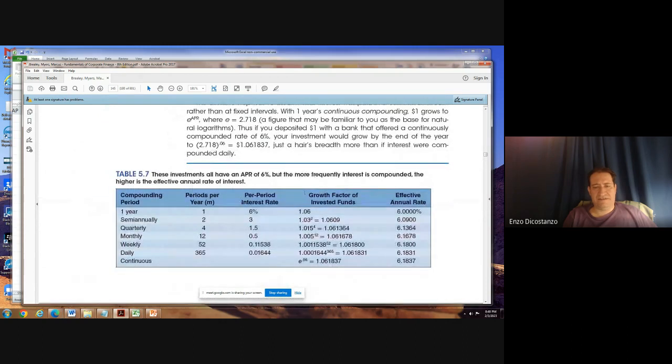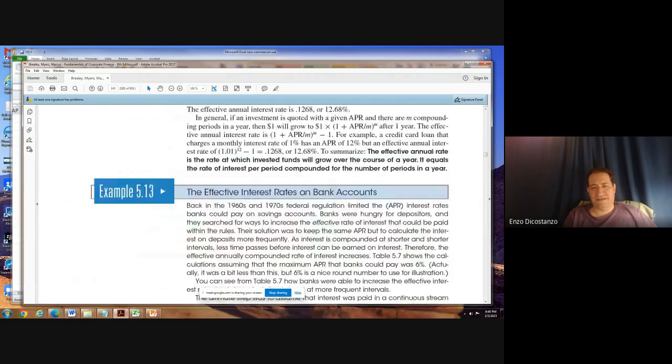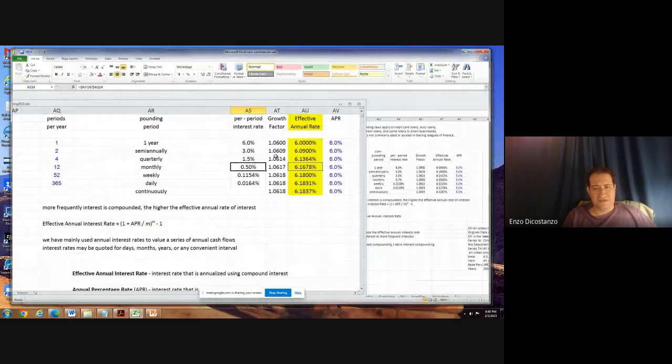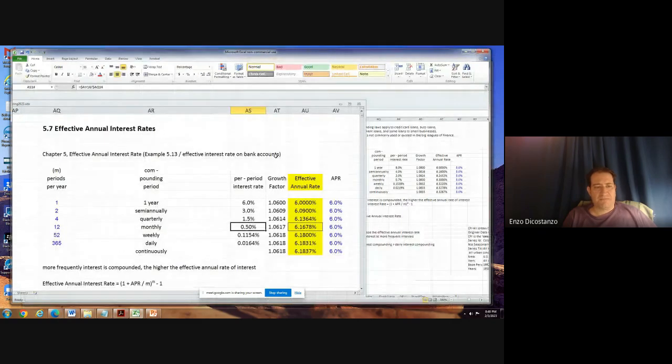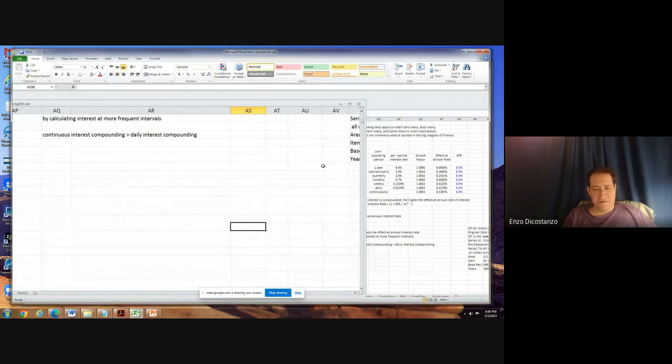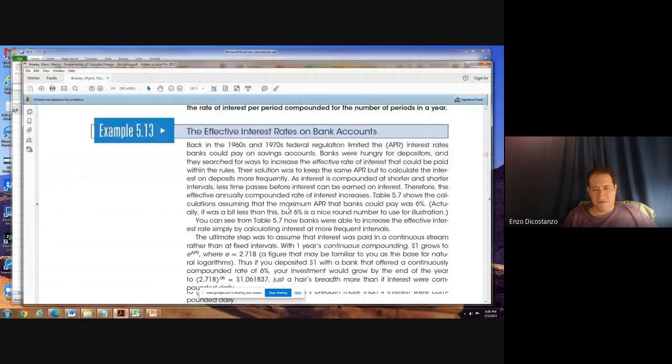Yeah, 5.7, table 5, down here. We worked this in class, or we worked this in the example. Yeah, that was a 6%. Yeah, example 5.13. Okay, and actually what I'm going to do, and what I should have done, if you guys just bear with me with this.